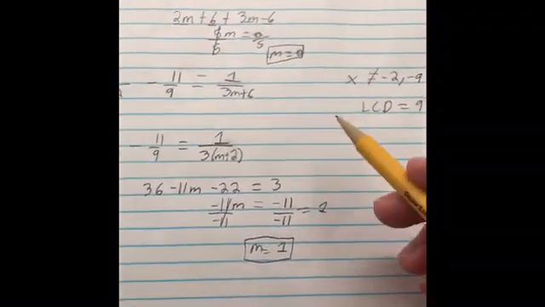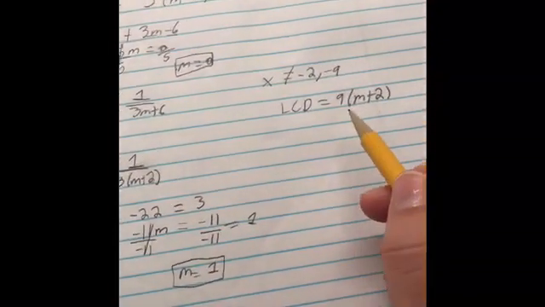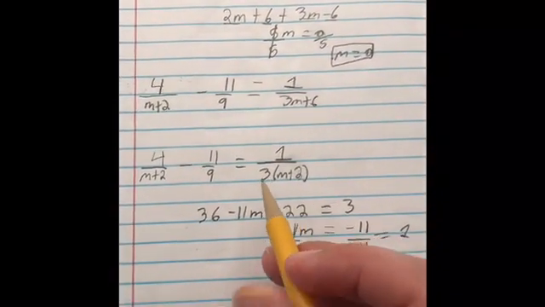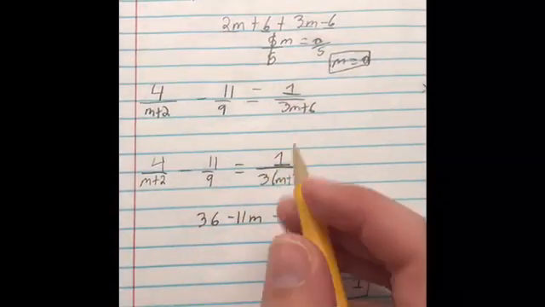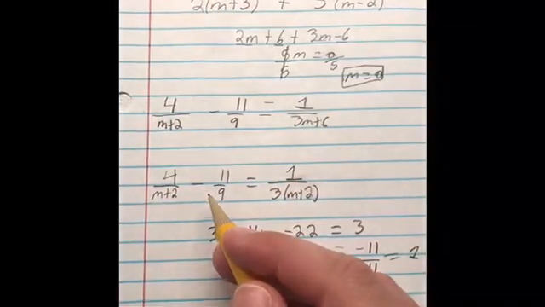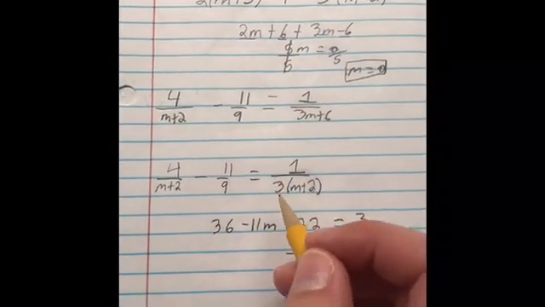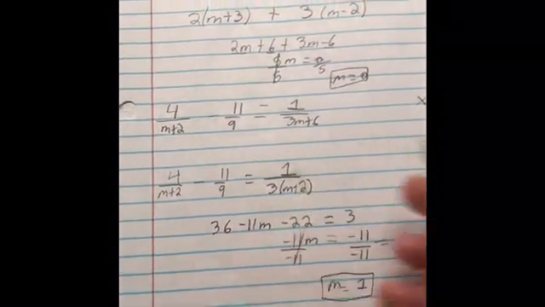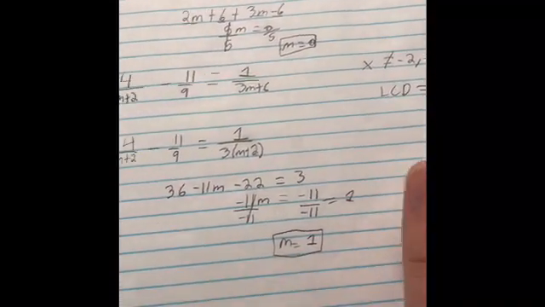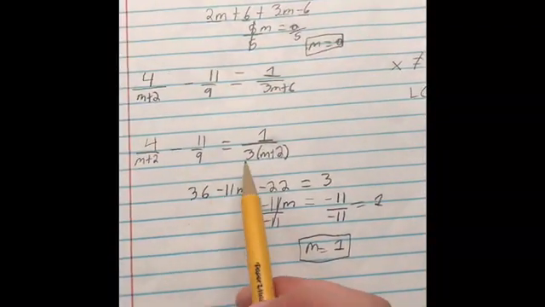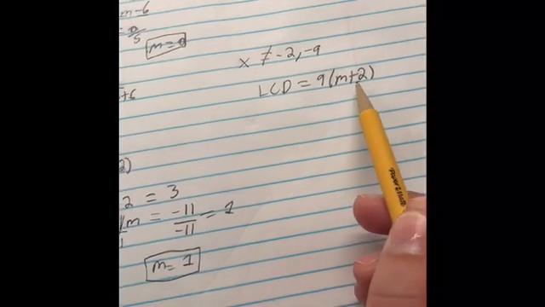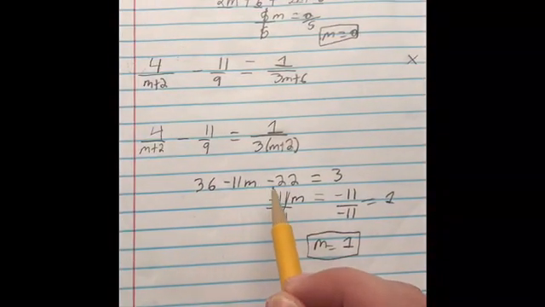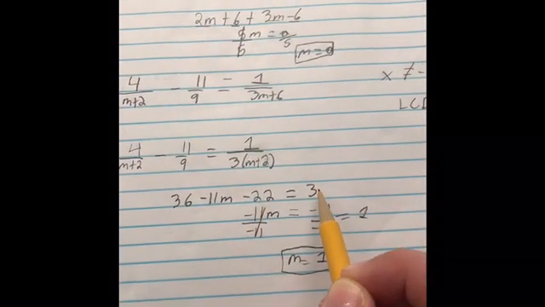Thus, the least common denominator here is 9 times (m plus 2). And you don't bring this 3 over, because 3 is a factor of 9. 3 divided by 3 goes into 9 3 times, so divide 3 by itself, that makes 1. Divide 9 by 3, that's 3. So you don't bring the 3 over, and then you multiply these fractions once again by the least common denominator, which makes 36 minus 11m minus 22 equals 3.